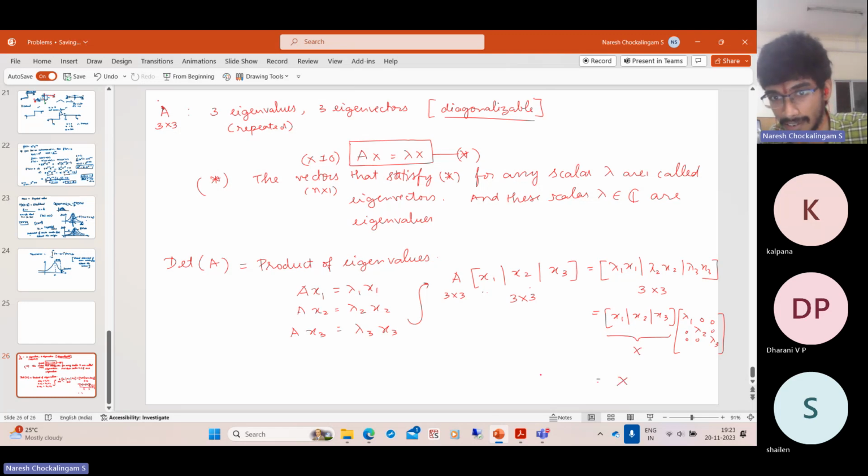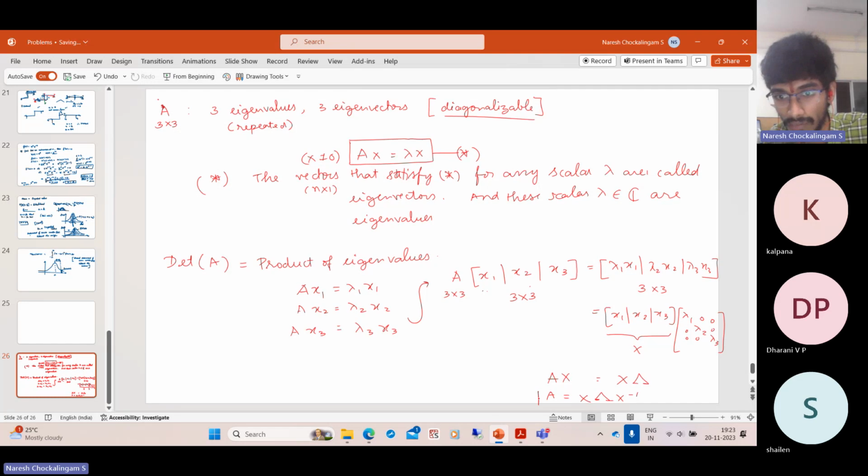So the eigenvalue problem is AX is equal to X times the diagonal matrix lambda. We can also take this X to the other side. So we get A is equal to X lambda X inverse. Now what we have done is we have written A as a product of three matrices. Now what can we write about the determinant of A?